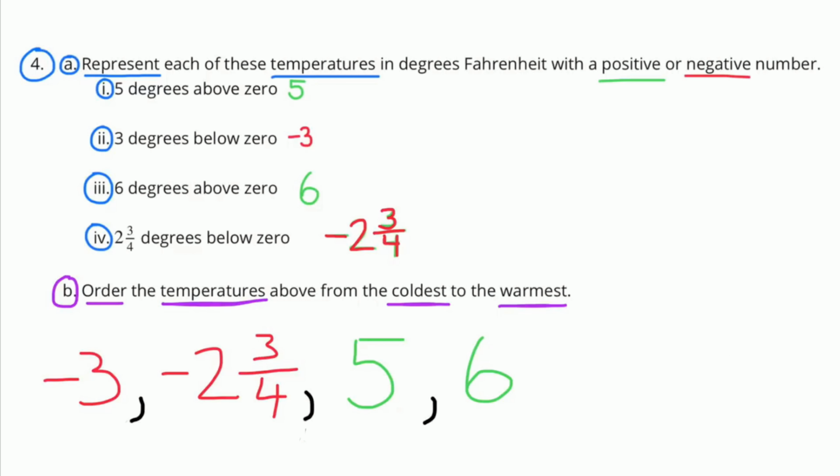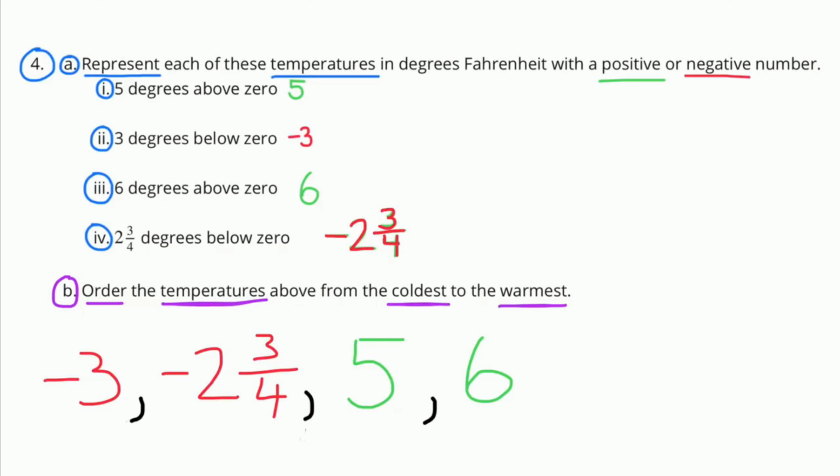Number 4. A. Represent each of these temperatures in degrees Fahrenheit with a positive or negative number. Number 1. 5 degrees above 0. That would be 5 or +5. Number 2. 3 degrees below 0. That would be -3. Number 3. 6 degrees above 0. That would be a positive 6 or 6. Number 4. 2 3/4 degrees below 0. That would be a negative 2 3/4.